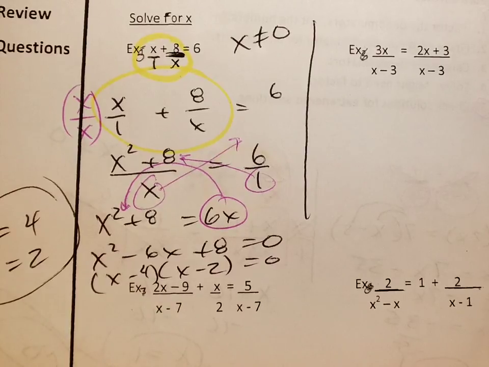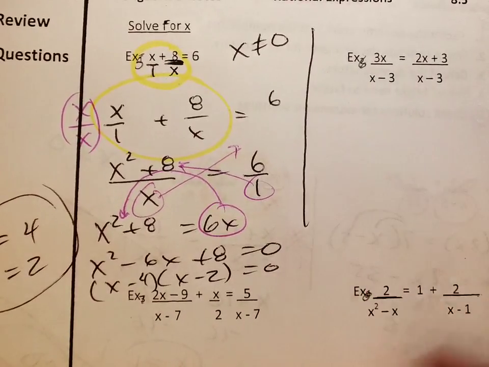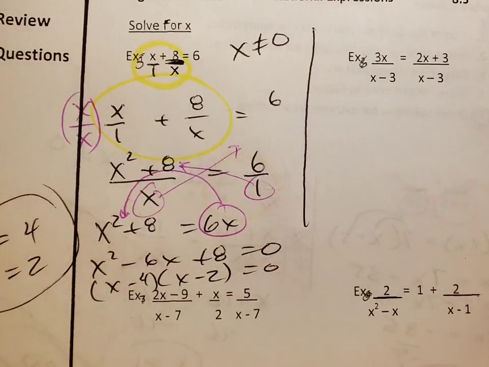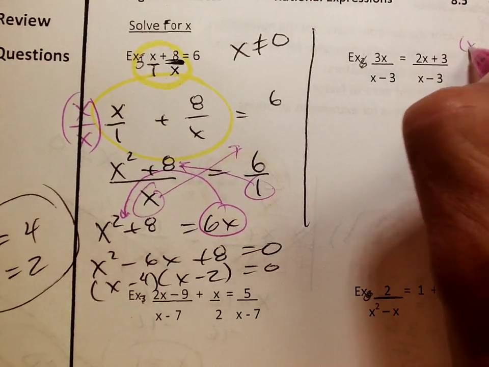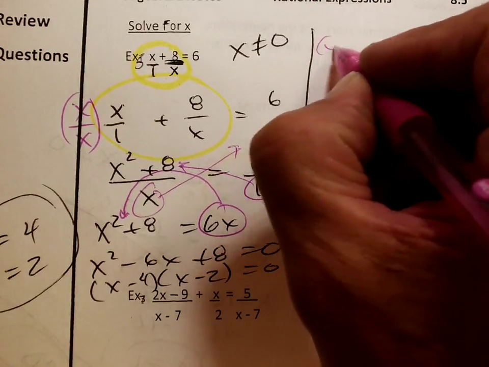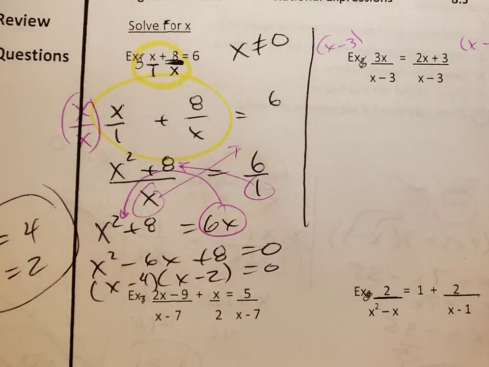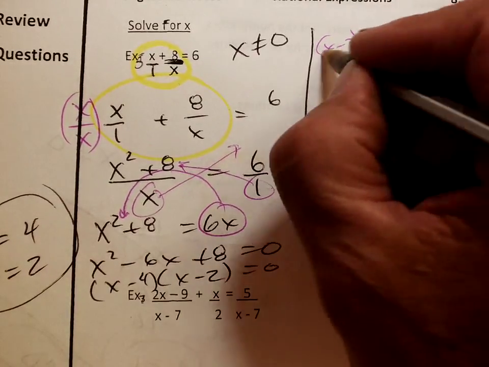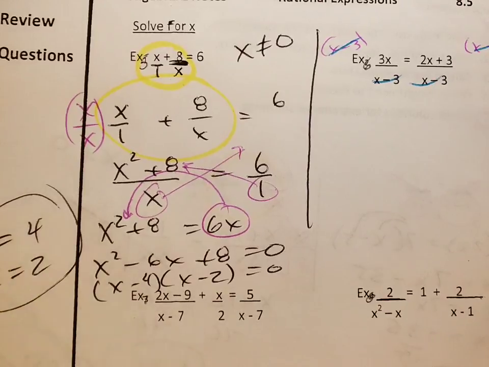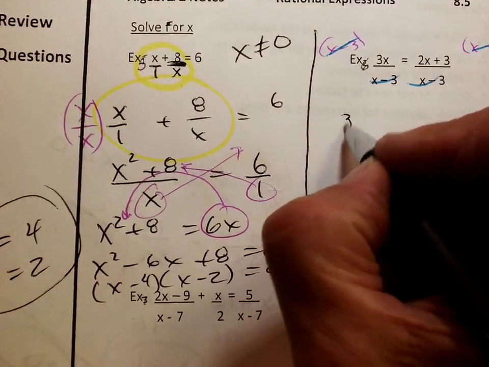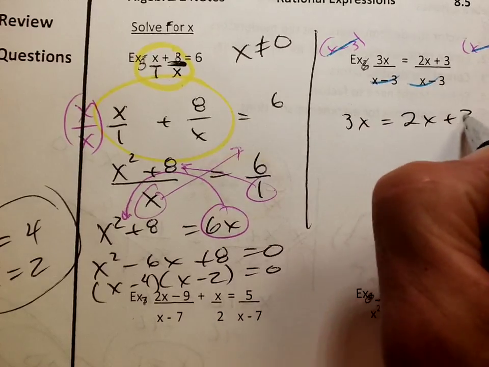Multiply by the common denominator. Do they have a common denominator? So I just cross it out. Or, if you want to see it, x minus 3, x minus 3. If you multiply that by both sides, it will cancel, cancel, cancel, cancel. It's a nice little trick, isn't it? Makes the problem so much easier. Then I go straight to 3x equals 2x plus 3.